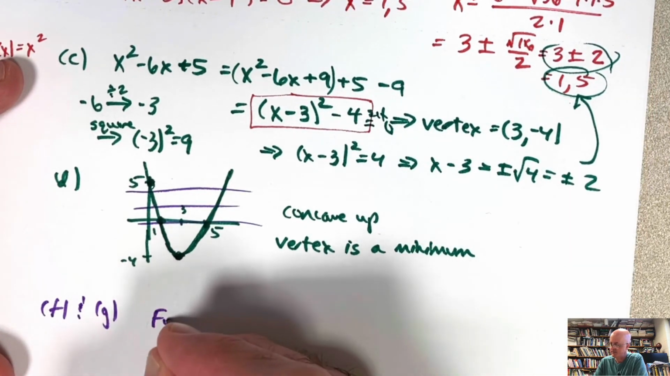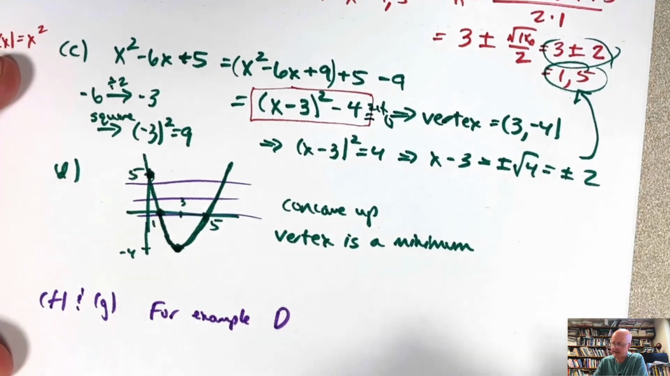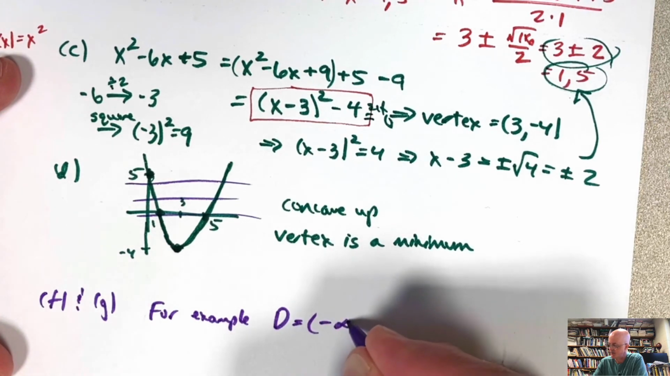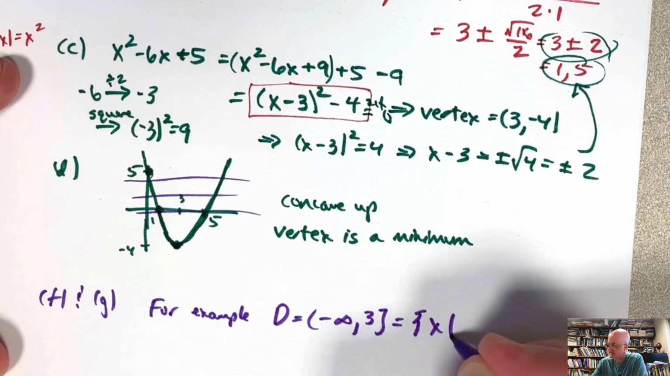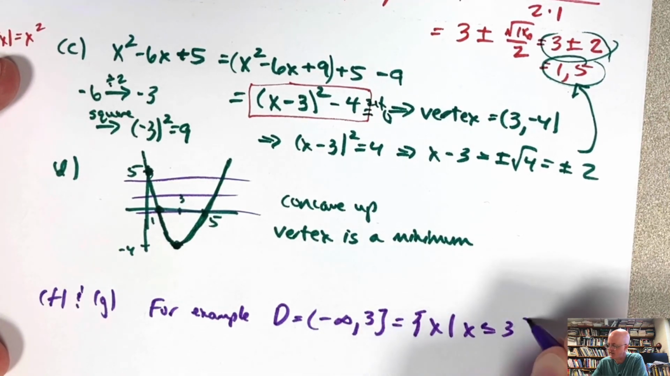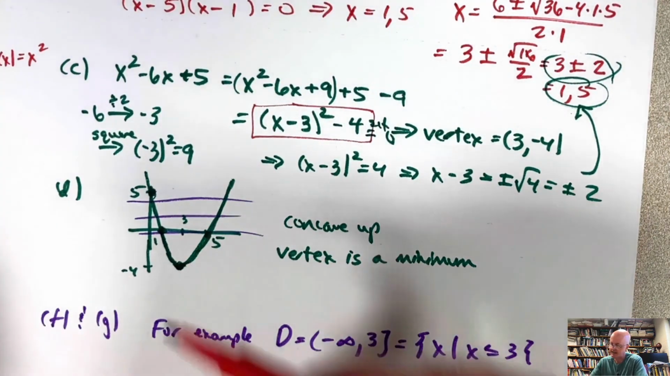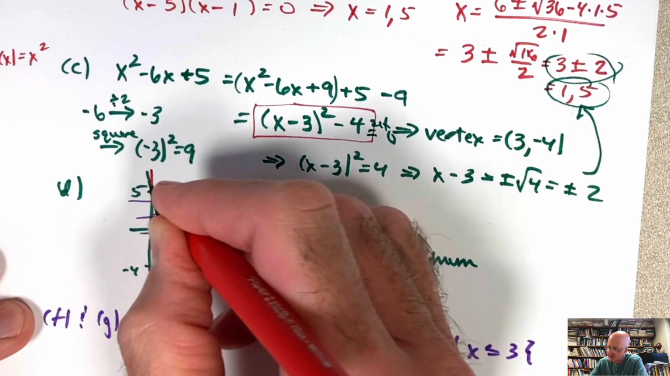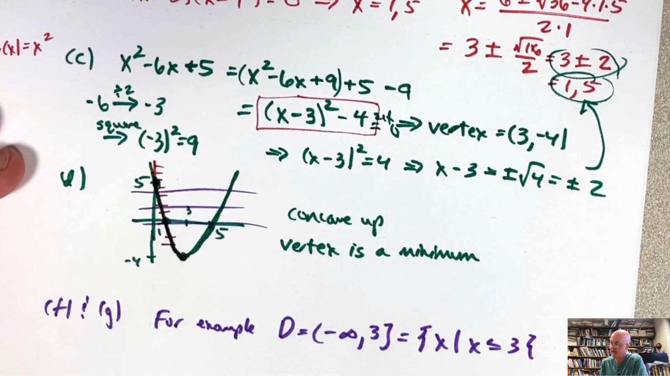For example, if I let the domain, I'll call it D, be the set of all numbers less than or equal to 3. I could use interval notation for that, or I could use set builder notation. The set of all x such that x is less than or equal to 3 is one such domain where the graph passes the horizontal line test. I'm only focused on this piece of the graph over here. It passes the horizontal line test, no horizontal line goes through it more than once. I'm ignoring the other piece of the graph.